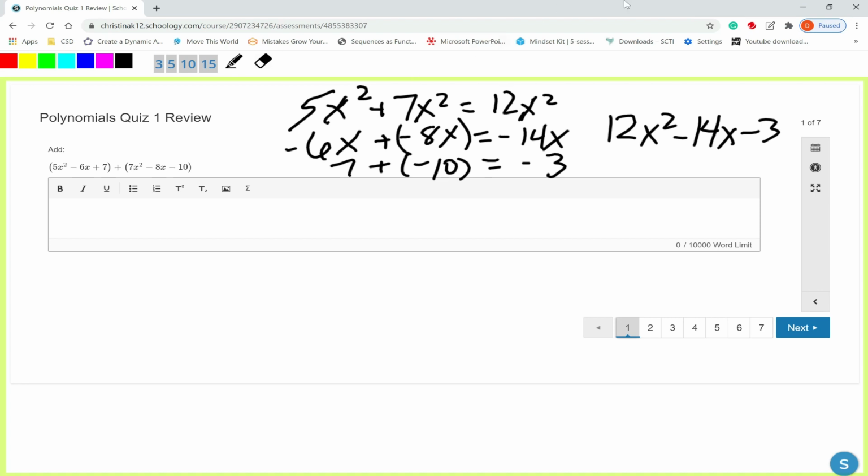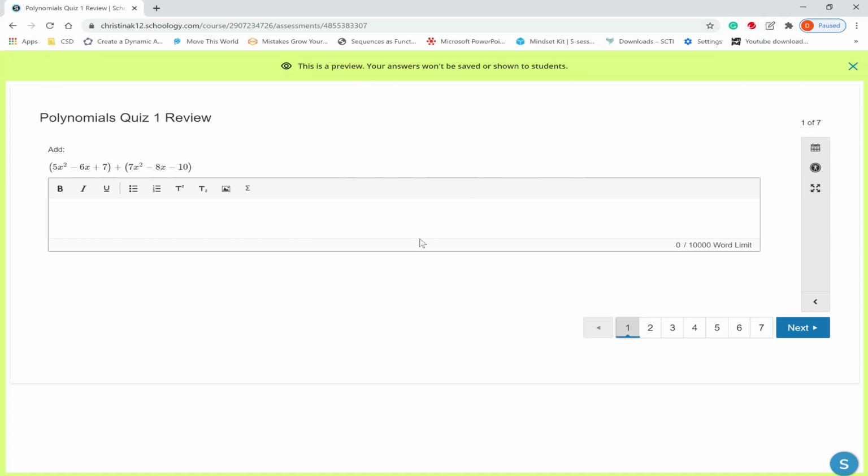And we will just enter that into our box. So our final answer will be 12x squared minus 14x minus 3, and we're done. In addition, you could hit this picture button if you took a picture.